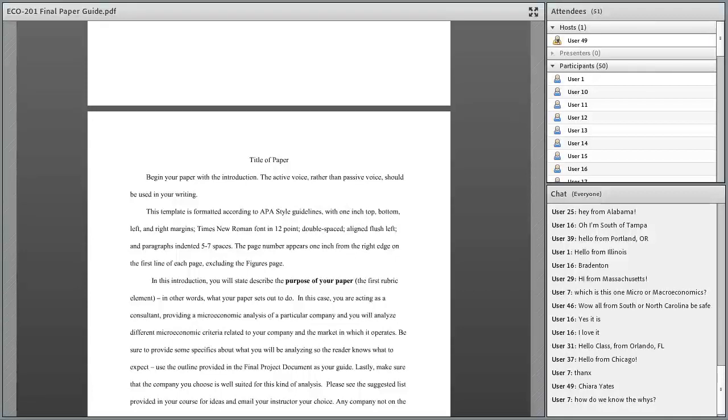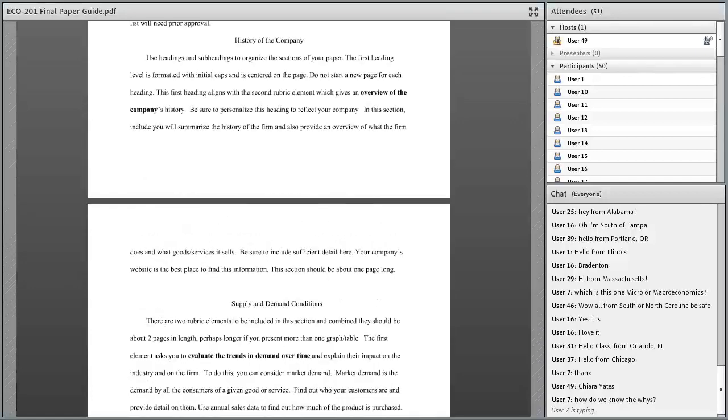How do we know the whys? Lynette, what do you mean, how do we know the whys? Well, the why is why you're doing the research. You're doing the research because you're going to inform your conclusion. You're going to provide recommendations. So you're going to do an economic analysis of your firm so that at the end of the paper you can provide recommendations. As I said, you don't provide the recommendations in the introduction, obviously, because you haven't done the research yet. You're just explaining what you're going to do.